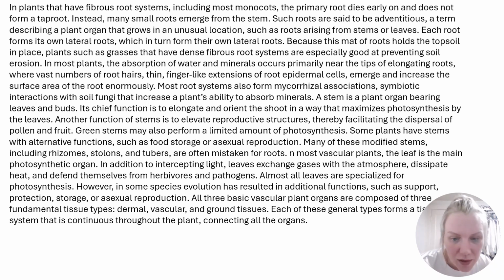All three vascular plant organs are composed of three fundamental tissue types: dermal, vascular, and ground tissue. Each of these general types is a tissue system that is continuous throughout the plant, connecting all of the organs.